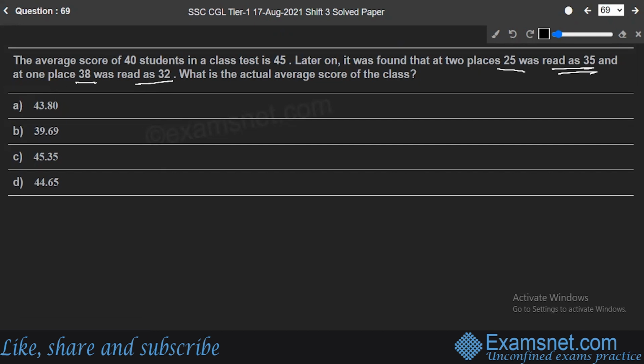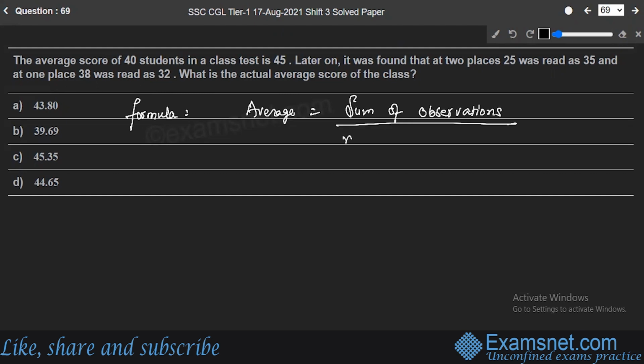So now in this question, you are given two scenes. First of all, you need to know the formula we will be using. That is, average is equal to sum of observations divided by number of observations. Correct. So the average score of 40 students in a class is 45.